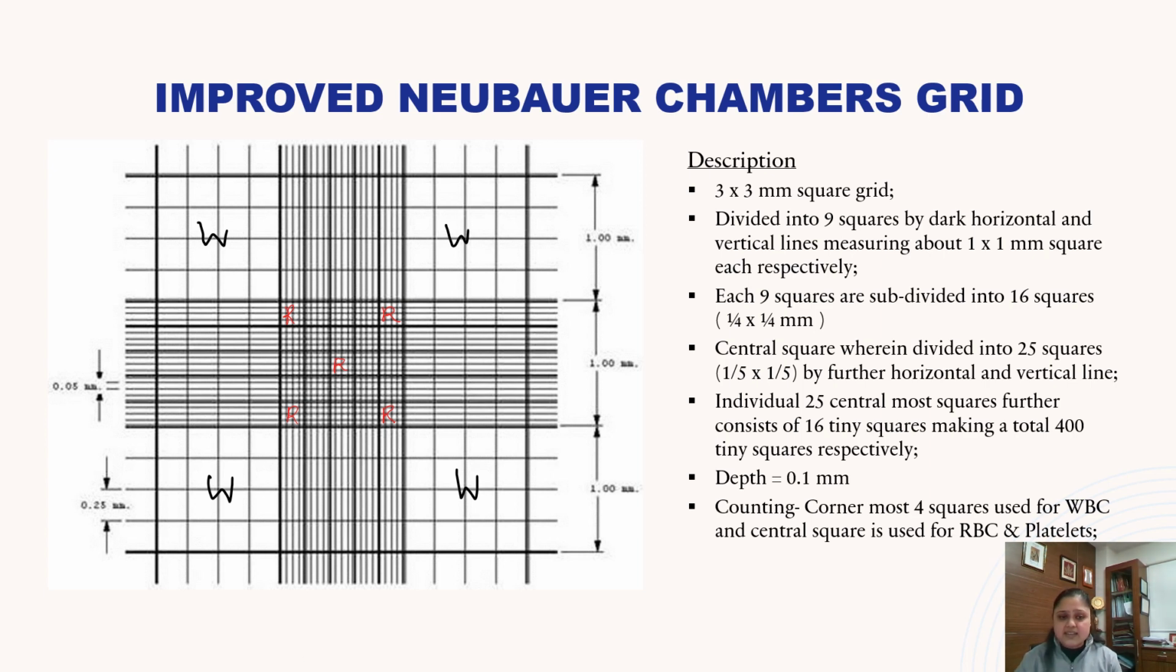Each of the 9 squares, as we all can appreciate, is further divided into 16 squares respectively, and the center one, which is used for counting the red blood cells, is being divided into 25 squares. Here, the cornermost squares are being used for counting the white blood cells as being denoted here by the W, and the centermost square is being used for counting the red blood cells respectively.